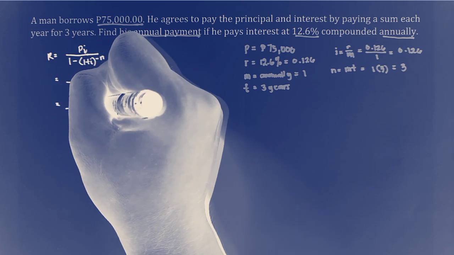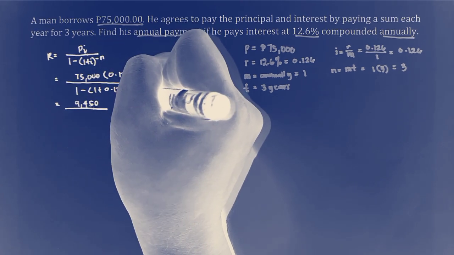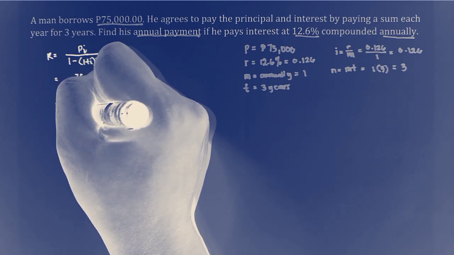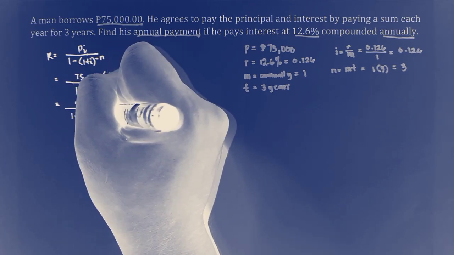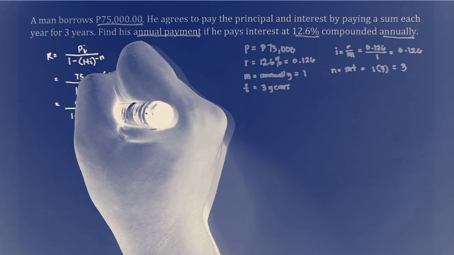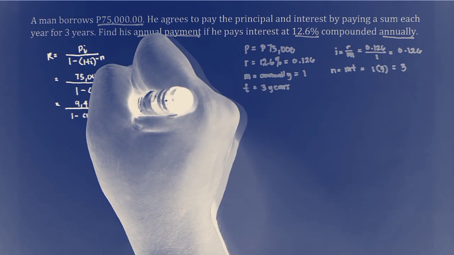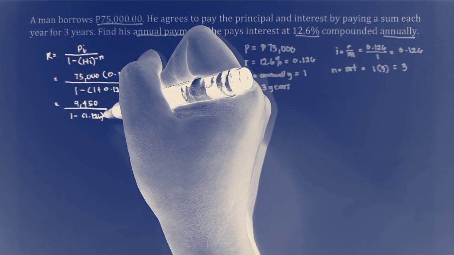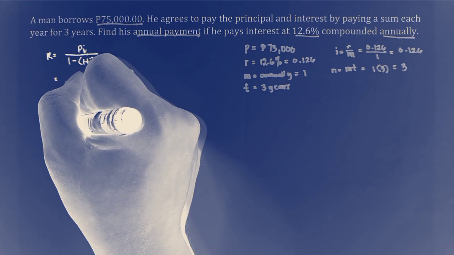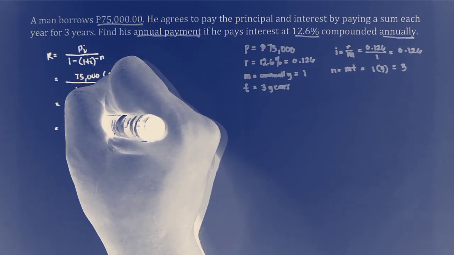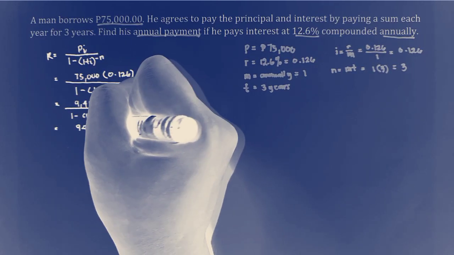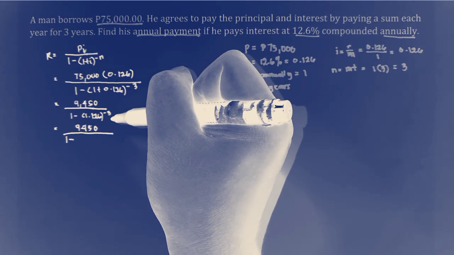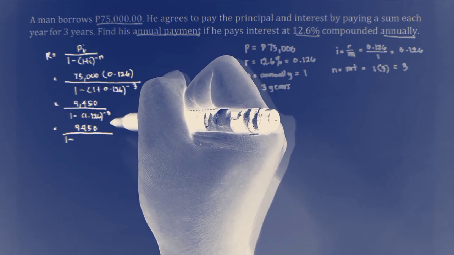And then sa denominator naman natin, simplify muna natin yung nasa loob ng ating grouping symbol, yung 1 plus 0.126. So, we'll have here 1 minus 1.126 raised to negative 3. And then from here, simplify natin yung 1.126 raised to negative 3. So magkakaroon tayo ngayon ng 9,450 over 1 minus 1.126 raised to negative 3.